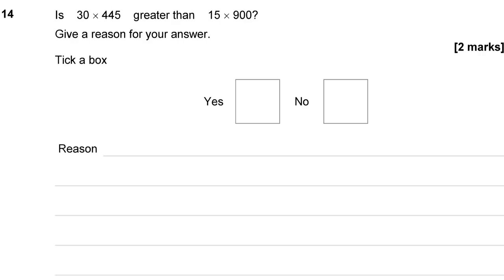And 445, though, is not half of 900. It's less than half of 900. So that would indicate to me that 15 times 900 is going to be bigger than 30 times 445. So I'm going to say the answer is no.